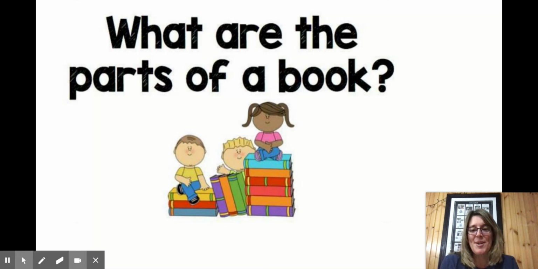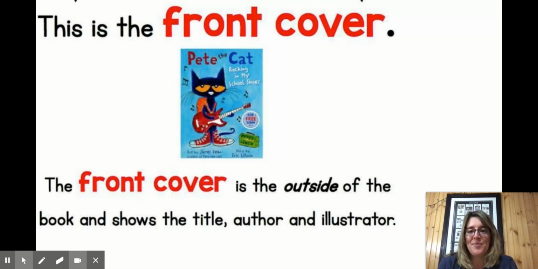We get to start making our nonfiction book. So let's talk about some of the parts of the book. We're working on the very first part today. The first part of your book is the front cover. That's right. The front cover is the outside of the book, and it shows the title, the author, and the illustrator.